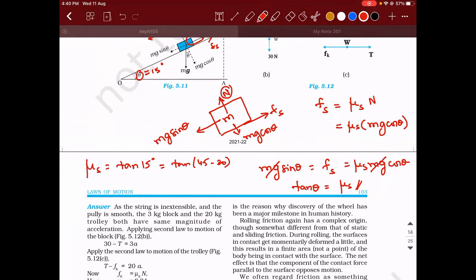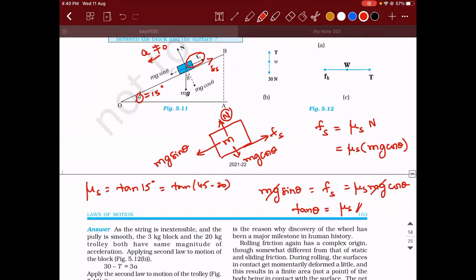So this angle of inclination with respect to the horizontal at which the object starts sliding is called the angle of repose. So what is the angle of repose, guys? The angle made by the inclined plane with the horizontal at which an object just starts sliding by overcoming what? By overcoming the frictional force.